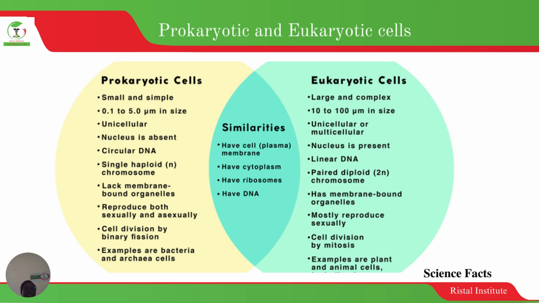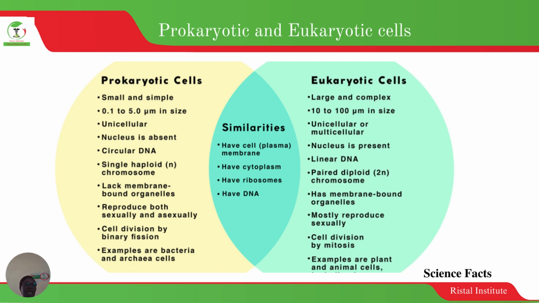Whereas the eukaryotic cells are unicellular, or at times they can be multicellular. They have a nucleus present in their cell, and they have a linear deoxyribonucleic acid. So the prokaryotic cells have a single haploid chromosome, whereas the eukaryotic cells have a paired diploid chromosome. That's why we are using the word diploid, whereas for the prokaryotic cells, we are using single haploid, the word haploid meaning half.